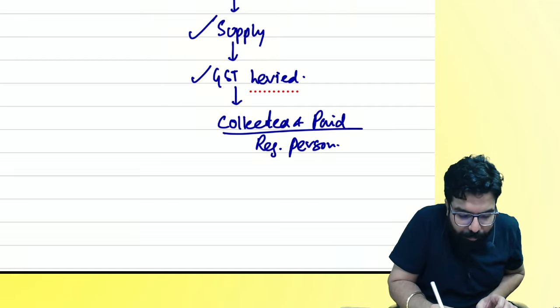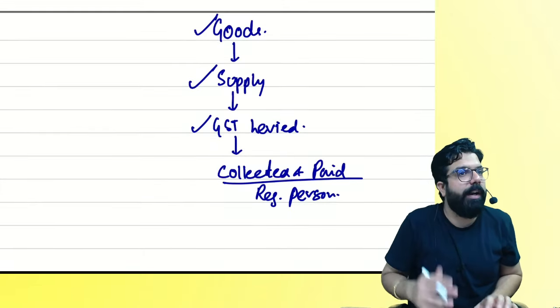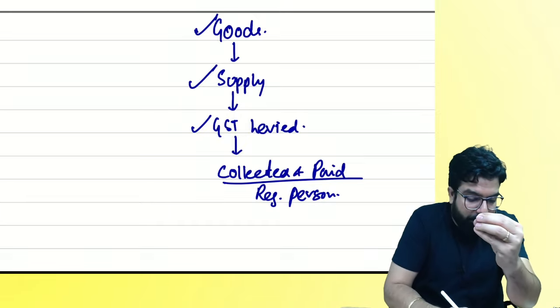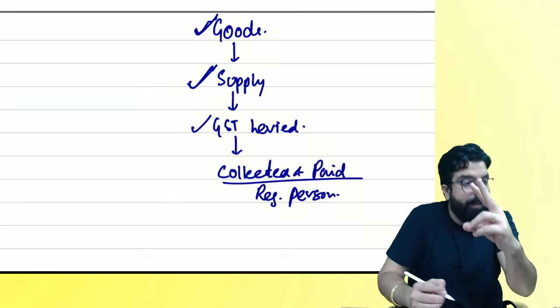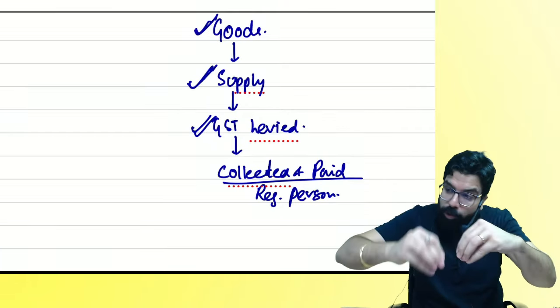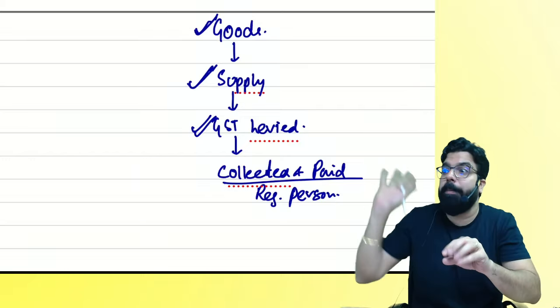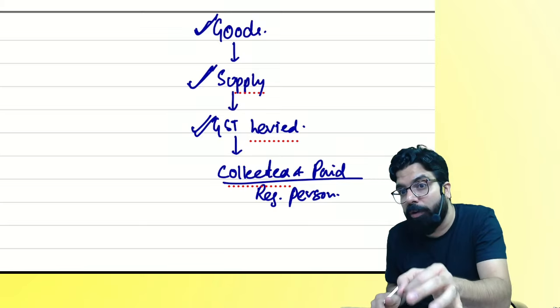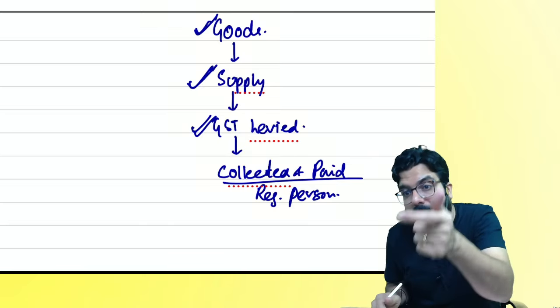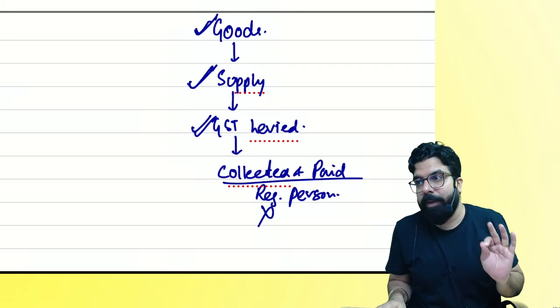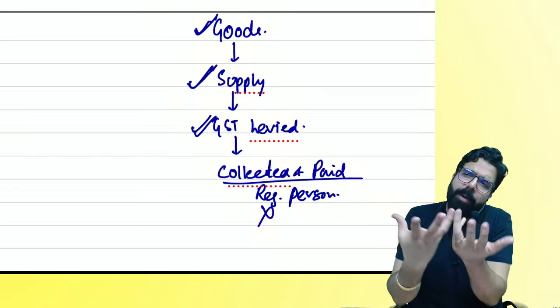Tell me one thing. For an example, one boy is there on the roadside. He is selling socks at the signal. Socks are goods, and he is selling them. GST got imposed on the socks, that you should collect and pay. But will the small boy who is selling socks on the roadside collect GST and pay? Why? Because he is not a registered person under GST. Are we clear, everyone?